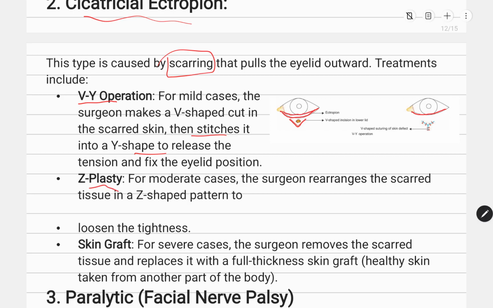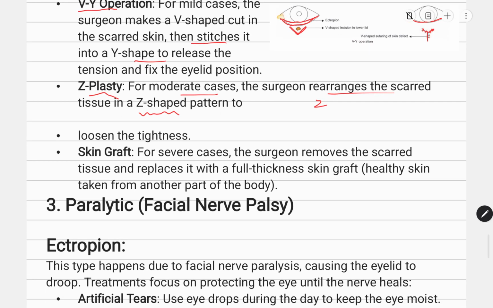Then the other is Z-plasty. So it is for moderate cases, the surgeon rearranges the scar in a Z shape pattern. So a little bit different, like this was V shape and Y shape. In that case, it was like Z shape. Okay. In severe cases, skin grafting can be done also.